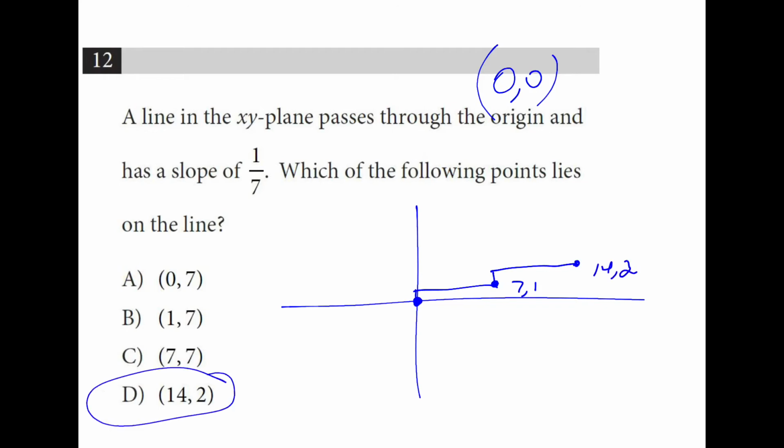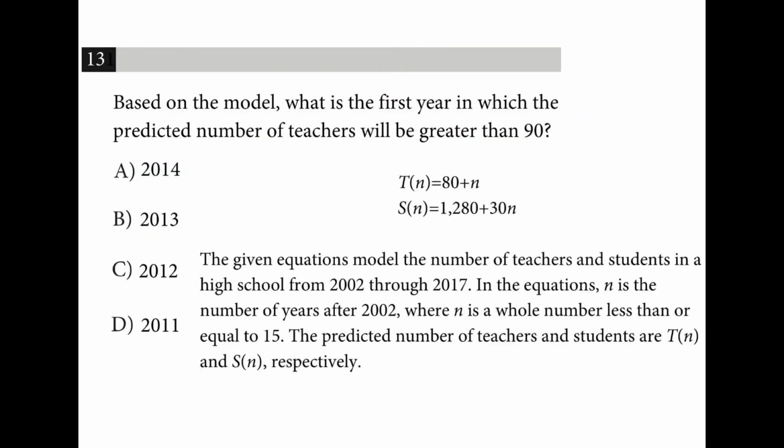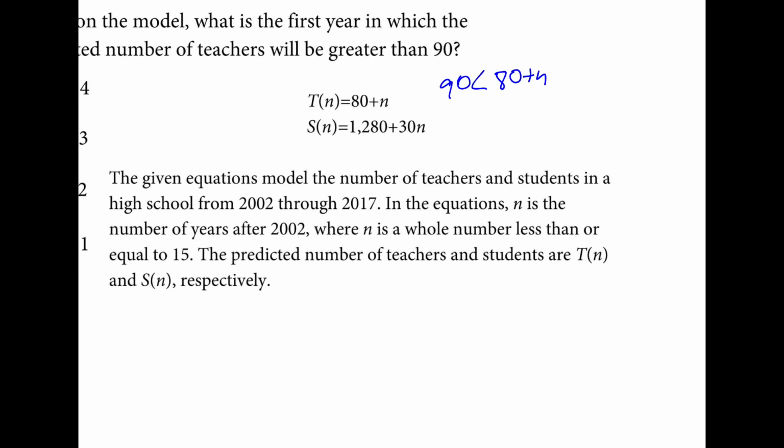Based on the model, what is the first year in which the predicted number of teachers will be greater than 90? So 80 plus n is greater than 90 when it's 91. So that'll be when n is 11. And I plug that in, and that's how many years after 2002. So the answer is 2013.